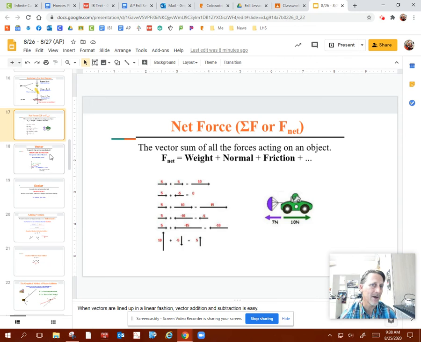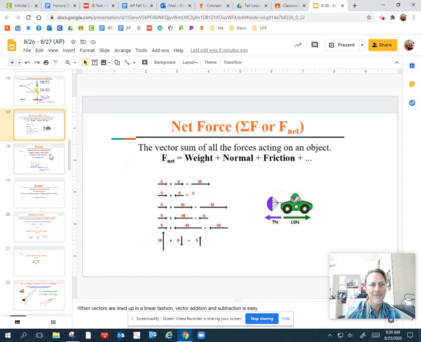Oftentimes we write net force with the symbol for the sum of the forces. Sometimes we can write it as just net force. But notice in these diagrams right here, they just show you how forces add when they're lined up. If things are lined up in a linear fashion, you can just use simple addition and subtraction rules to figure out what the net force is.